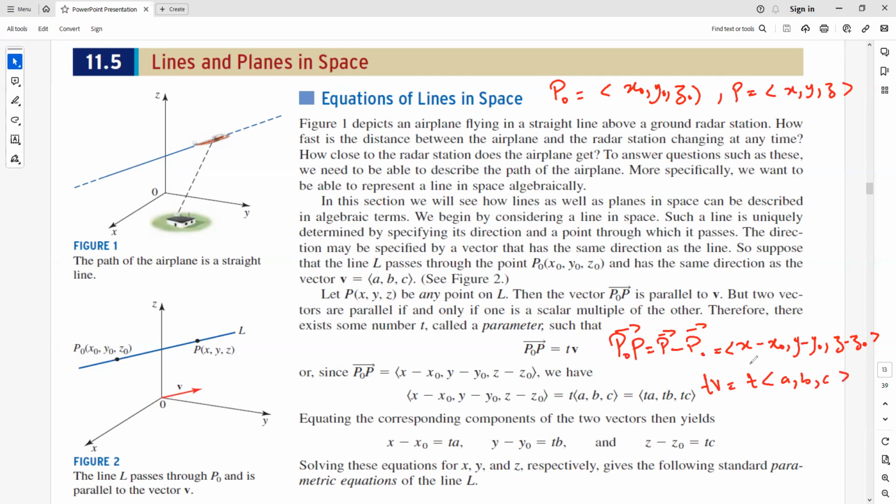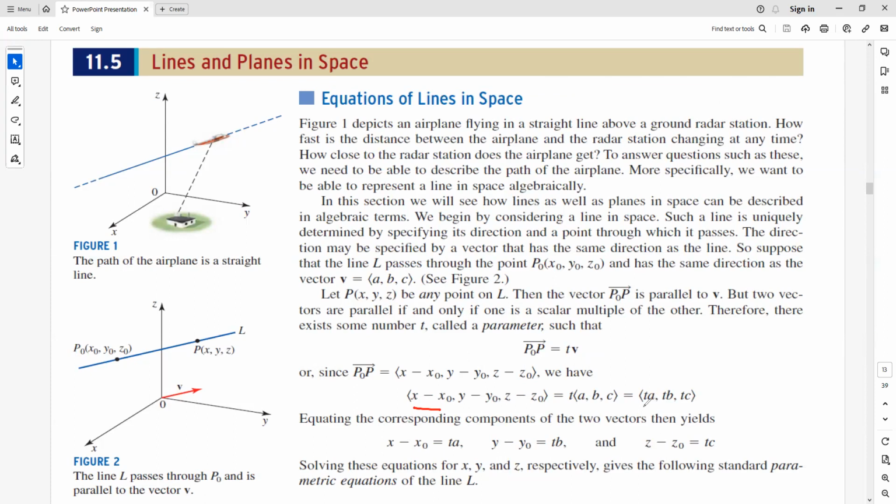Now we already said that these two things are equal, therefore we can equate these two and compare corresponding coordinates. So x minus x naught will be compared with at, y minus y naught compared with bt, and z minus z naught compared with ct. So we will get the parametric representation of a line: x minus x naught equals at, y minus y naught equals bt, and z minus z naught equals ct. So this is a parametric representation of a line.